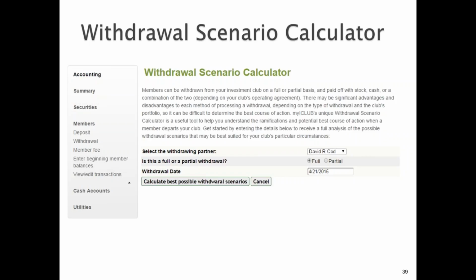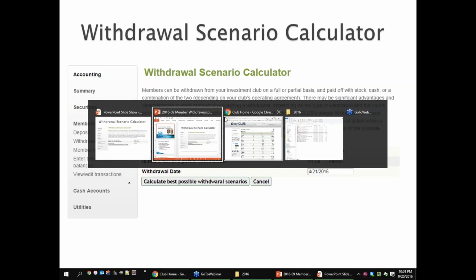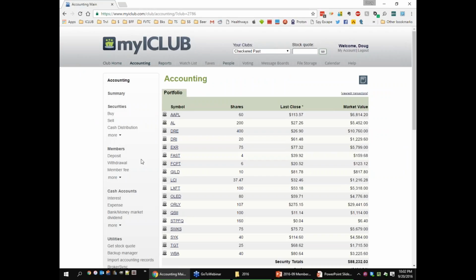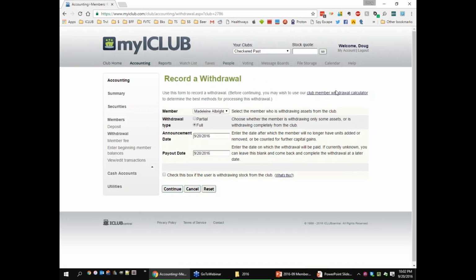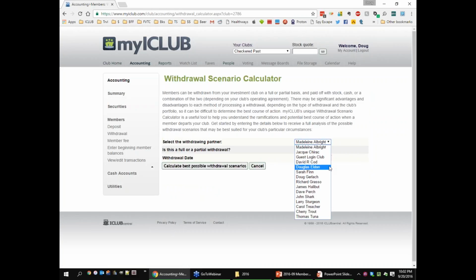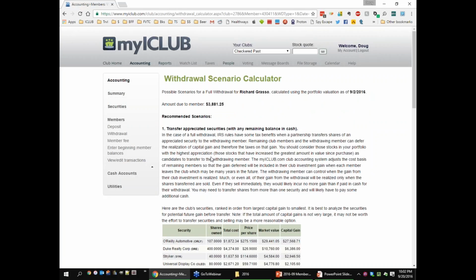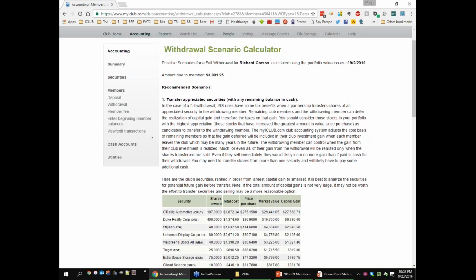The withdrawal scenario calculator, we have this on the My iClub website. It allows you to calculate the appropriate scenario whenever you've got a member that's withdrawing from the club. So we go to the member section here. We look at the withdrawal screen. We have a link to the club member withdrawal calculator. So here we select a member of the club and we decide, is it a full or a partial withdrawal? And then we calculate the best possible scenarios for that member based on the club's securities.